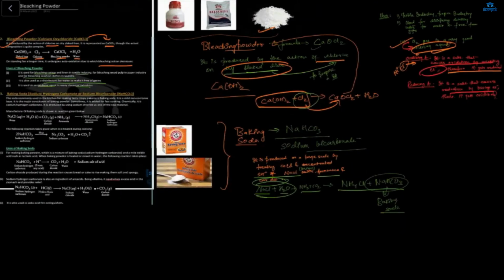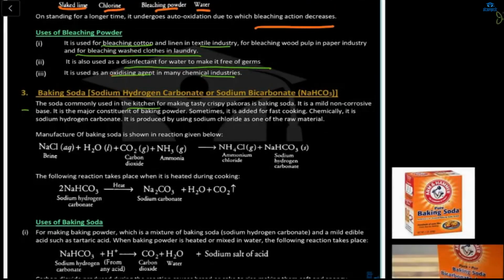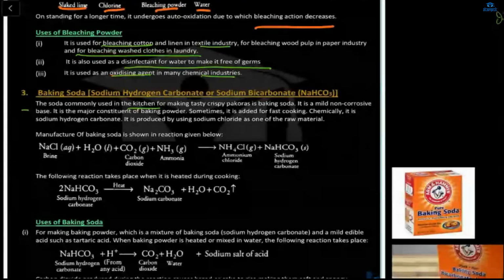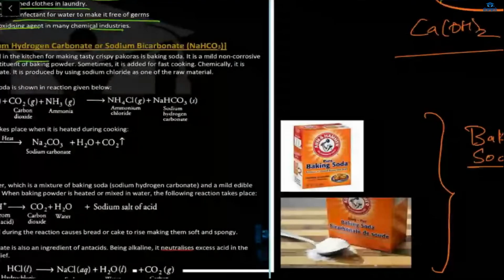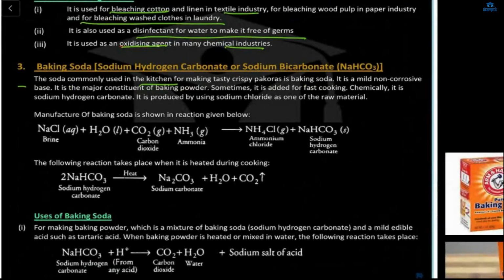Now let's go through some wording. This soda is commonly used in the kitchen. Obviously baking soda is used in our kitchen only. This is a packet of baking soda. The soda we consume also, our mother puts soda in the food also. The soda commonly used in the kitchen for making crispy pakoras is baking soda. It is a mild, non-corrosive base. It is a major constituent of baking powder. Sometimes it is added for fast cooking. Chemically, it is sodium hydrogen carbonate.